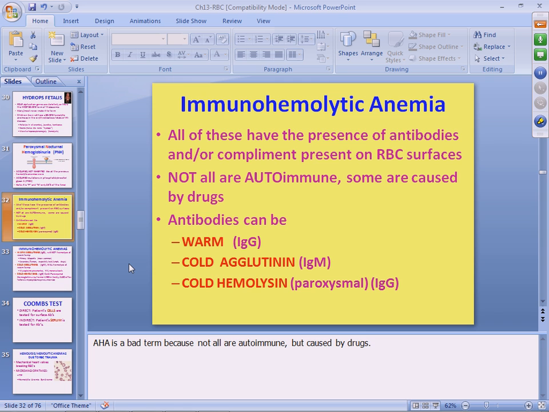Okay, and once again, they use the word paroxysmal, which means it happens sort of suddenly. And I also made the note down there that if you hear somebody use the word autohemolytic anemia or autoimmune hemolytic anemia, be a little forgiving of them, because most of these are autoimmune. But I'm going to show you now some of the ones that aren't, okay?